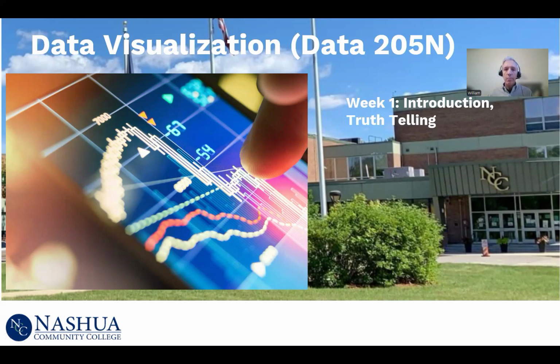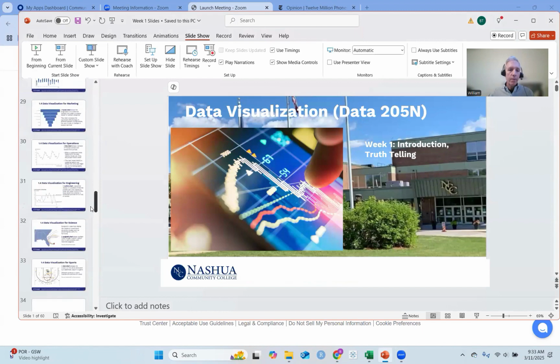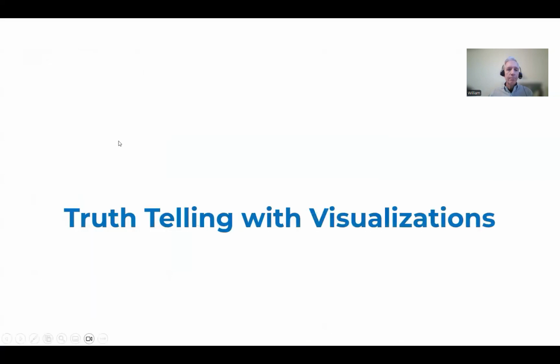I'm going to pick up where I left off last time, which was, if you recall, we went through a lot of different kinds of visualizations. That's just the tip of the iceberg of the different kinds of visualizations we're going to see. Now I'm going to shift into a section called Truth Telling with Visualizations. This is actually chapter 9 in your textbook.